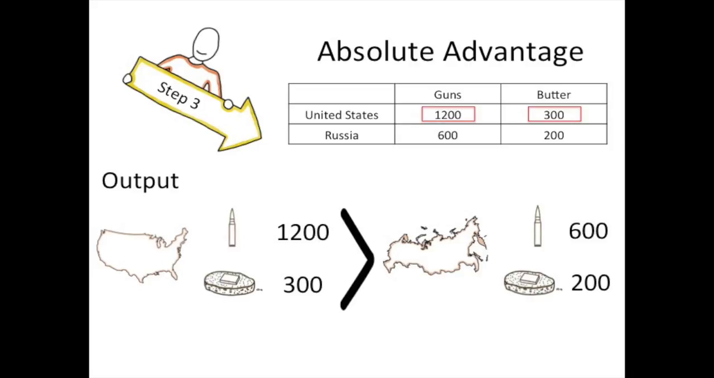Step 3. Determine which country has the absolute advantage. Remember, a country has an absolute advantage if it can produce more of an object with the same amount of resources. There are no calculations involved in figuring out who has absolute advantage. Since our example was an output problem, America has the absolute advantage in both guns and butter. America produces 1,200 units of guns compared to Russia's 600 units of guns, and 300 units of butter compared to Russia's 200 units of butter.